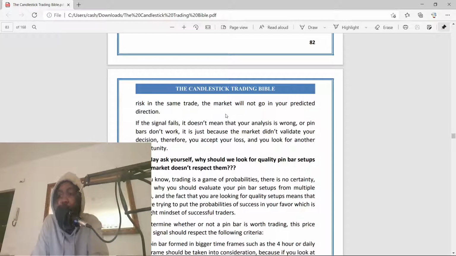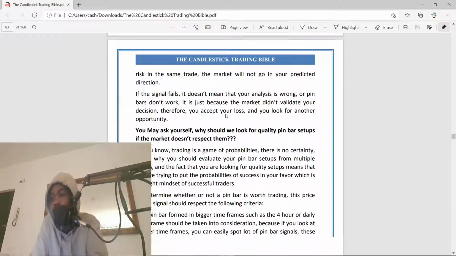Therefore, accept your loss and look for another opportunity, preferably on a different day. Take one loss, take two losses, done. That's it. Maintain that discipline. Of course, you're not a robot, you're going to make mistakes. But if you're disciplined 95% of the time, you're going to come out successful.